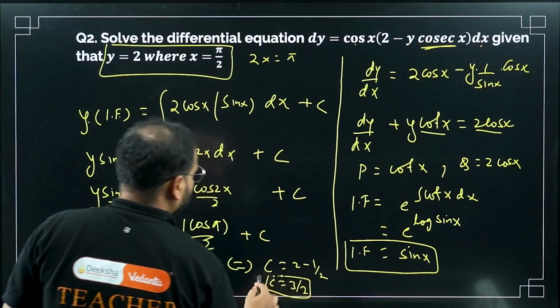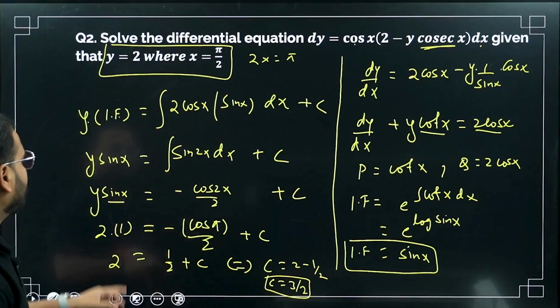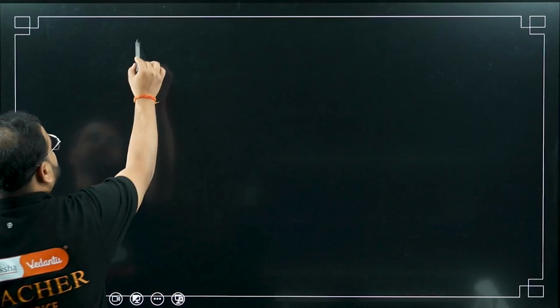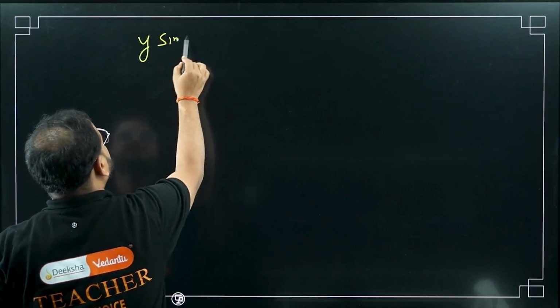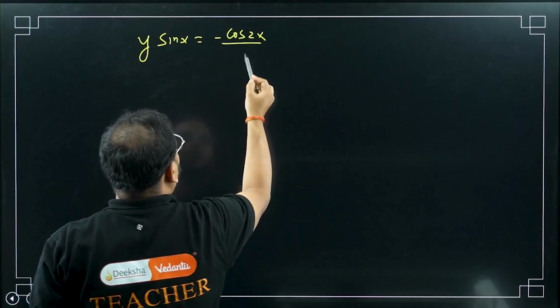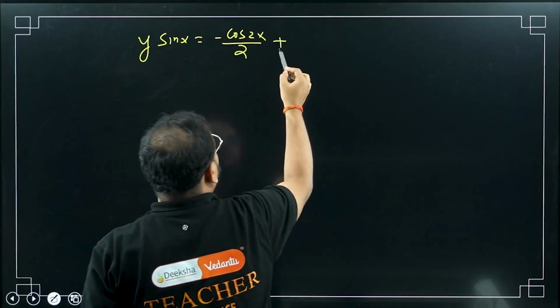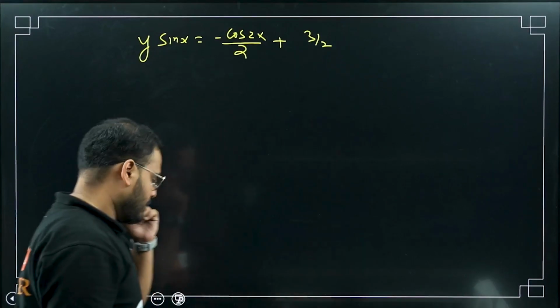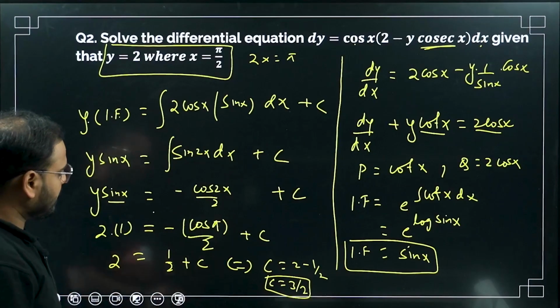So in the standard form of the answer that you got for this one, write this 3 by 2. So what was the answer? Y sin x equals minus cos 2x upon 2 plus 3 by 2. Please have a look. Plus 3 by 2.